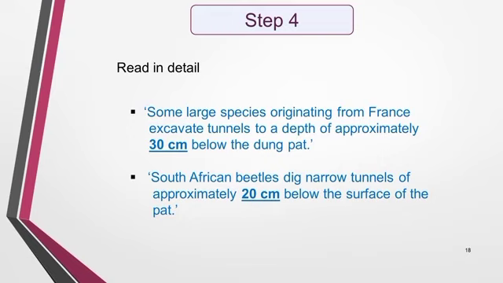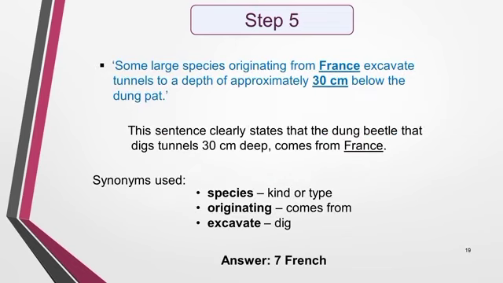Some large species, originating from France, excavate tunnels to a depth of approximately 30 centimetres below the dung pat. South African beetles dig narrow tunnels of approximately 20 centimetres below the surface of the pat. The first sentence I've identified clearly states that the dung beetle that digs tunnels 30 centimetres deep comes from France. I check the word list and find French, which means comes from France, among the possible labels.